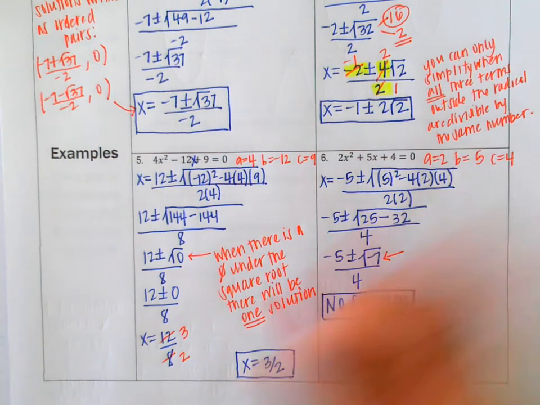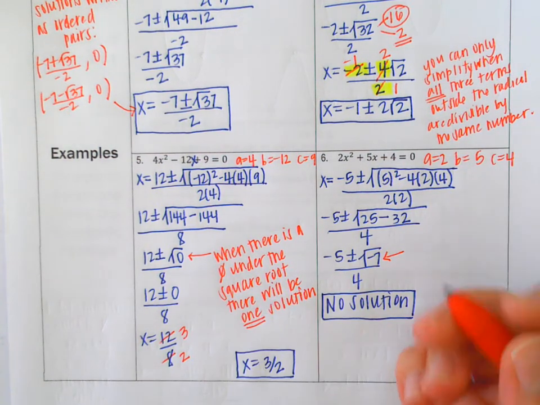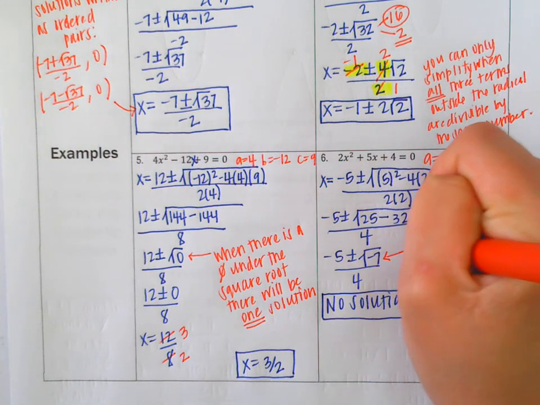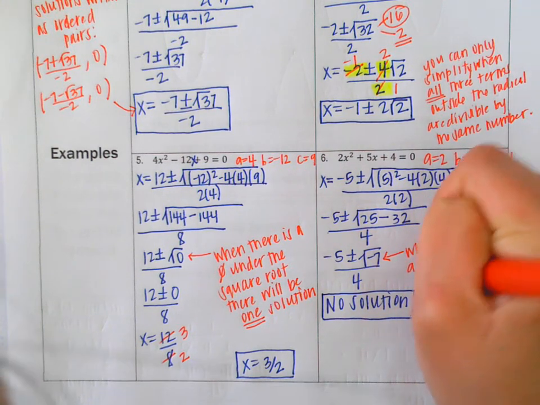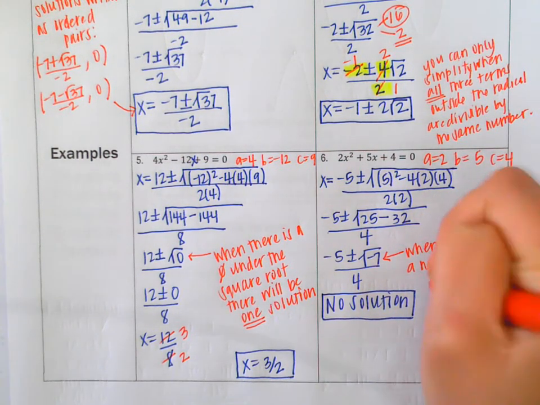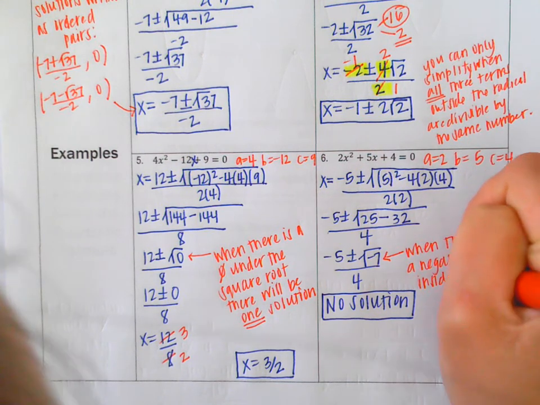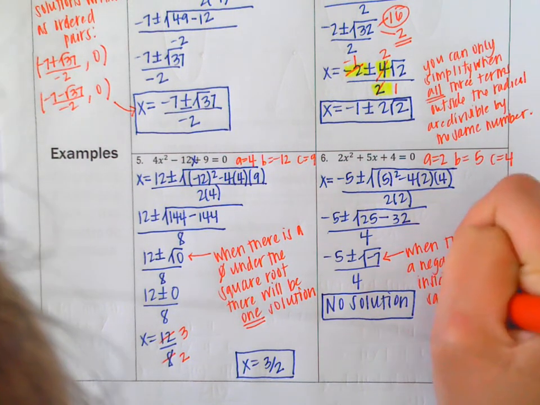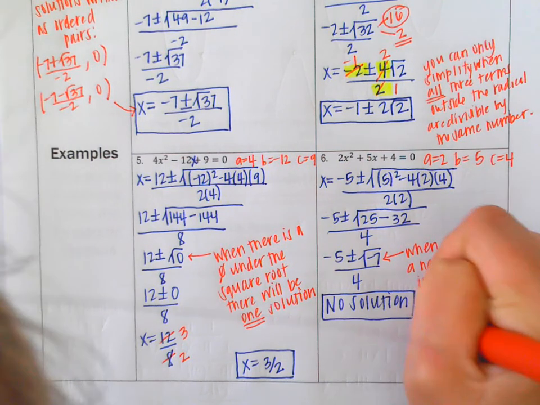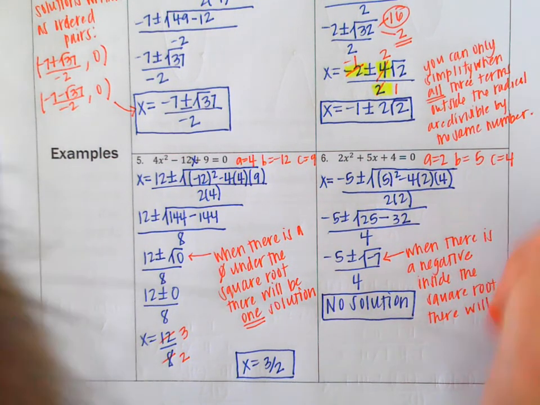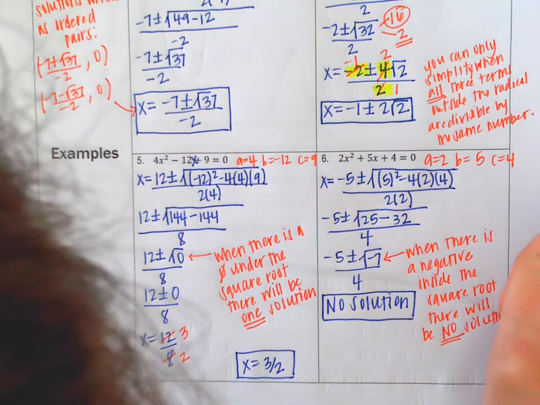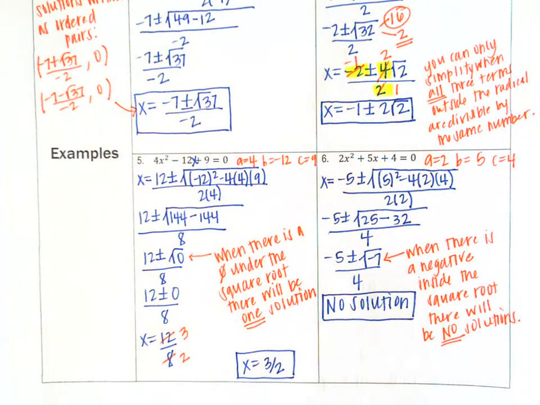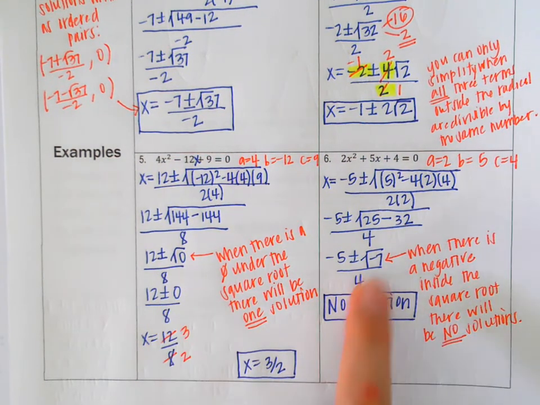So just like this one, when there's a 0 under the square root, there will be one solution. When there is a negative inside the square root, there will be no solutions. So those are kind of your two different ones there. When you have a 0, it gets you 1, and when you have a negative, it gets you none.